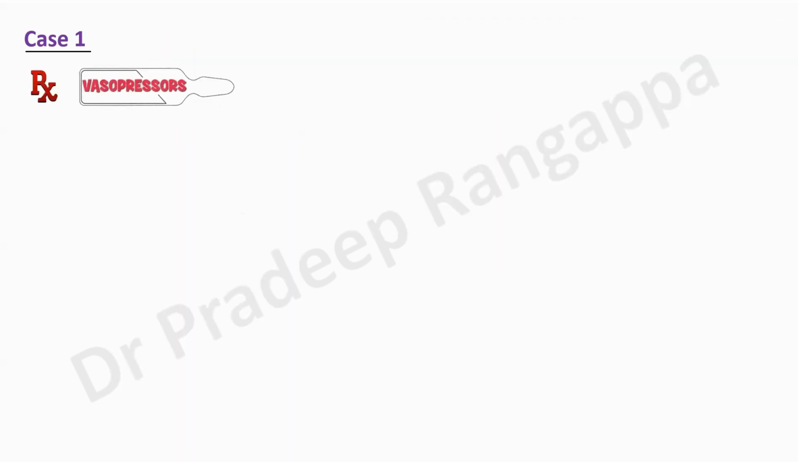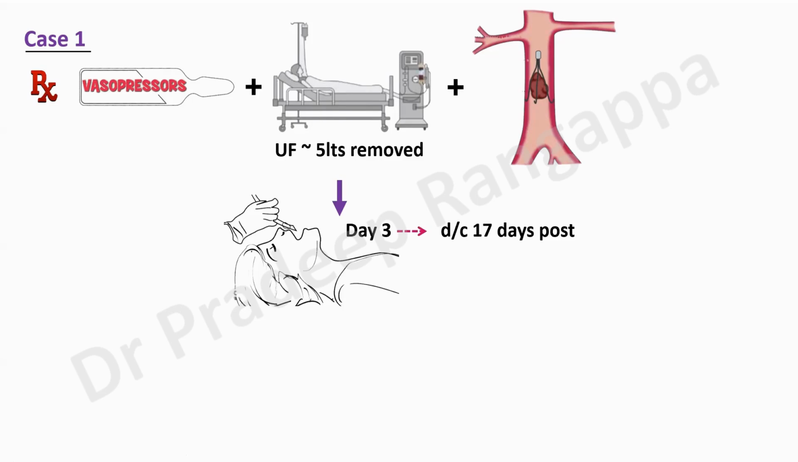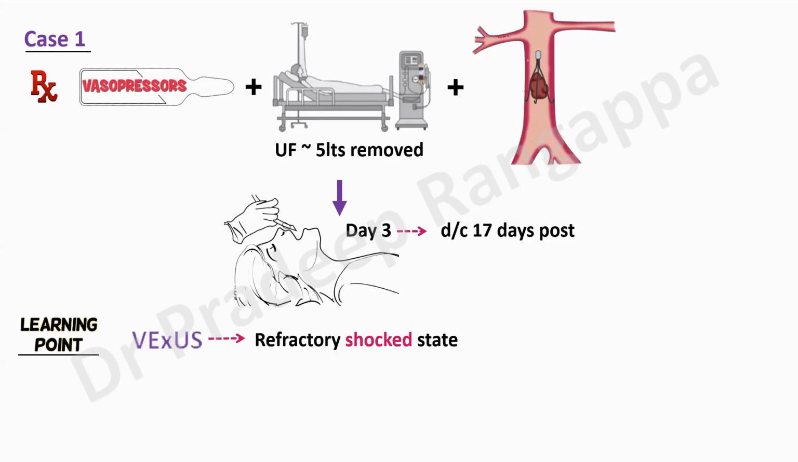For treatment, the patient was obviously managed with vasopressors because of hemodynamic instability. Because there was RV dysfunction due to PE with a lot of fluid overload, ultrafiltration was done with 5 liters of fluid removal. And because the patient had PPH in the setting of PE, they could not do anticoagulation, so they put in an IVC filter. On day 3 the patient was extubated and was discharged 17 days post-op from the hospital.